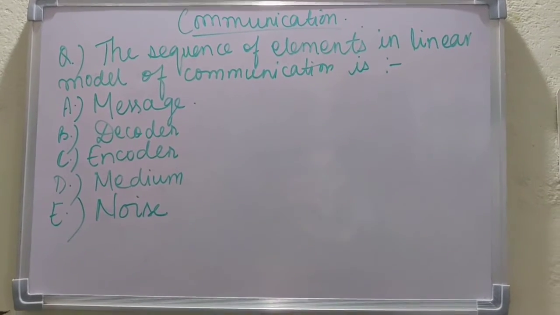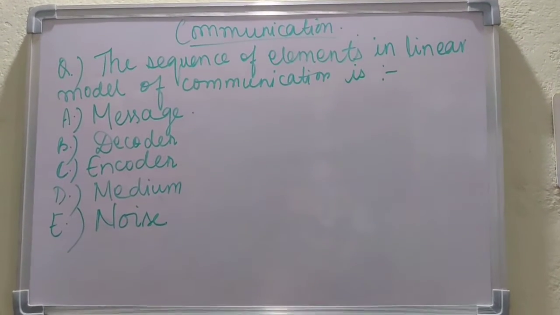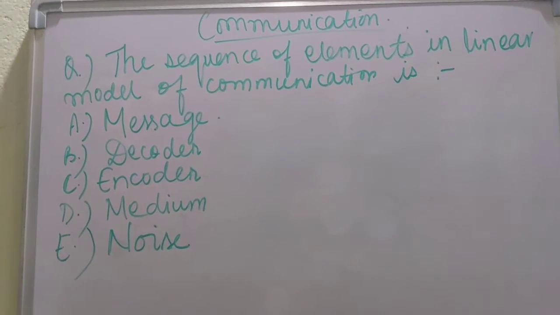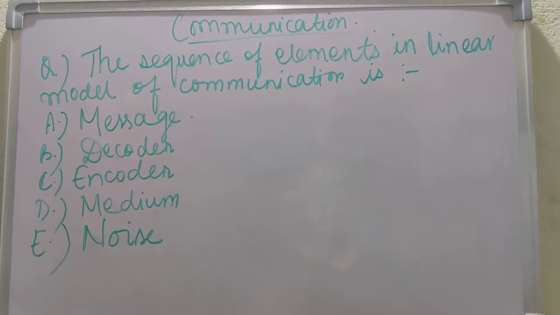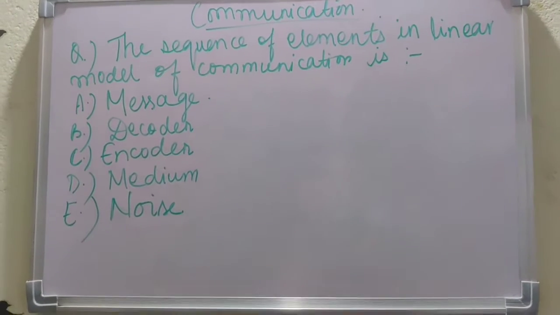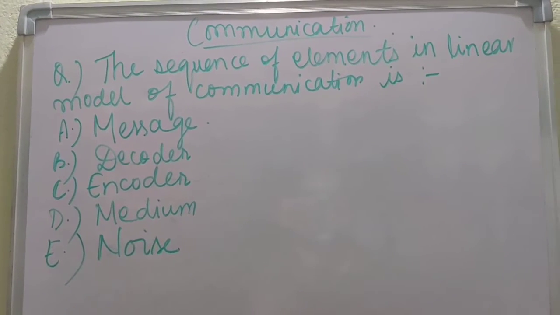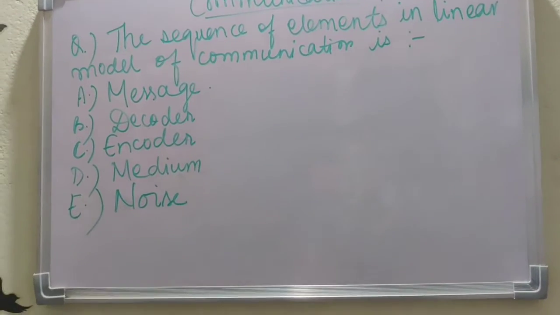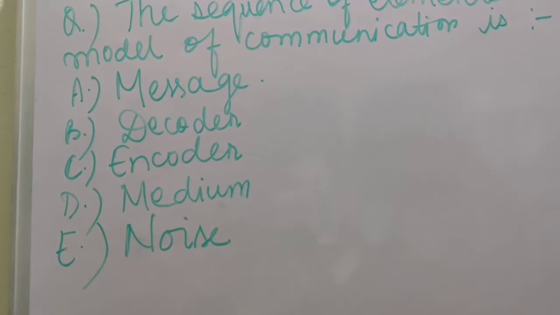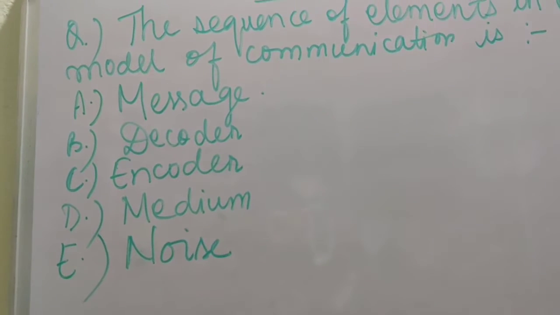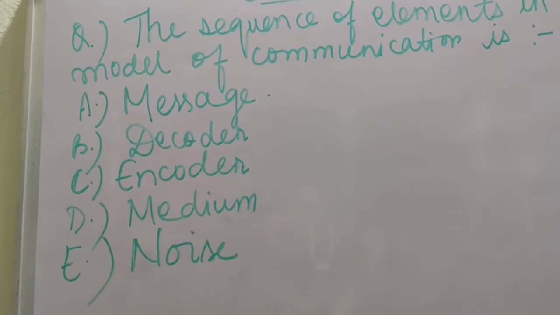Now let us understand some questions of communication that were asked in UGC NET exam. The first question is, the sequence of elements in linear model of communication is what? So we have to arrange the elements of linear model of communication in a particular sequence. So you can see the options are given. Now what will be the first element of the linear model of communication?